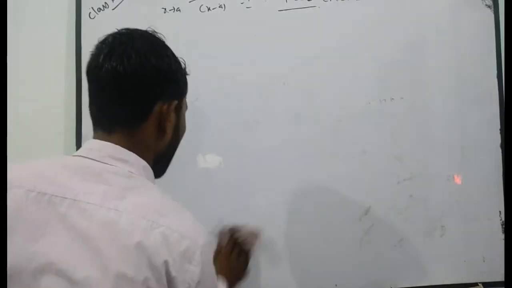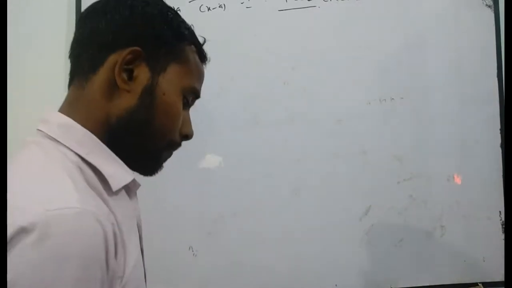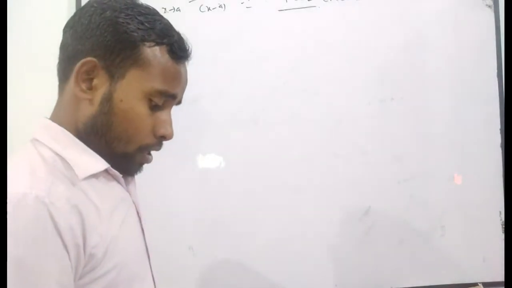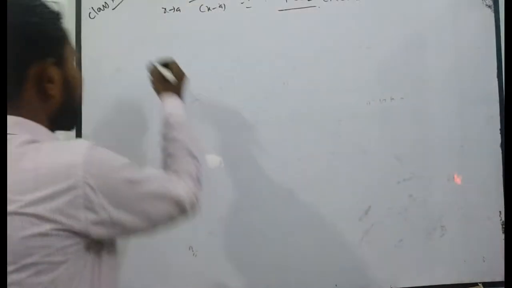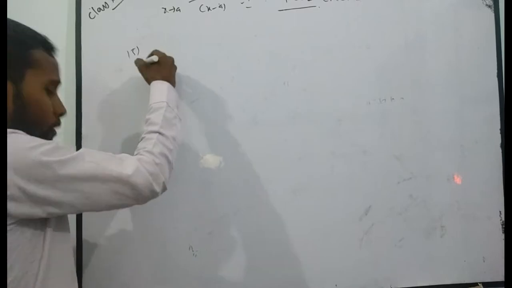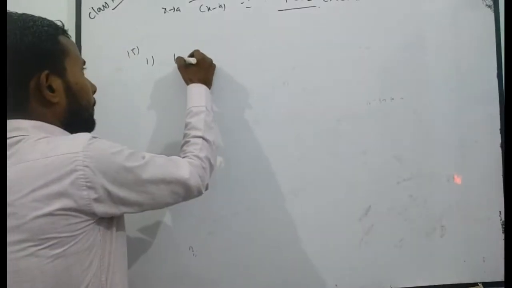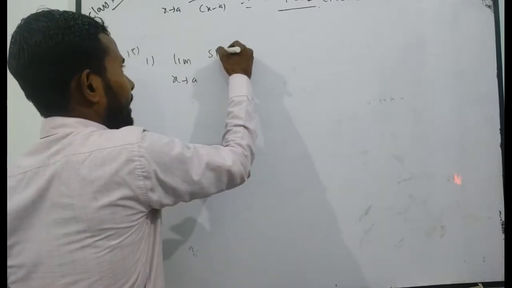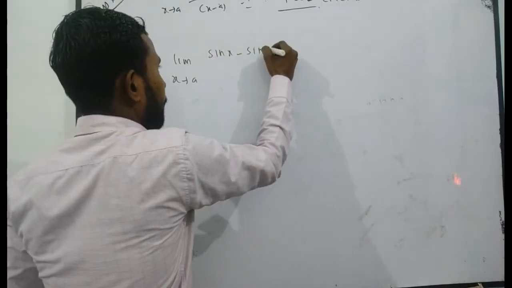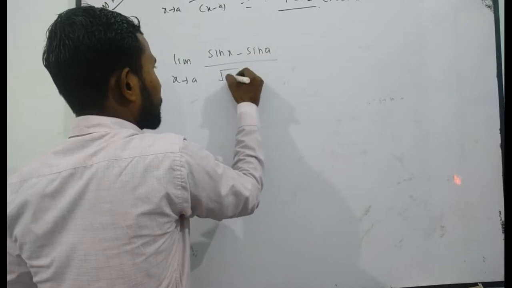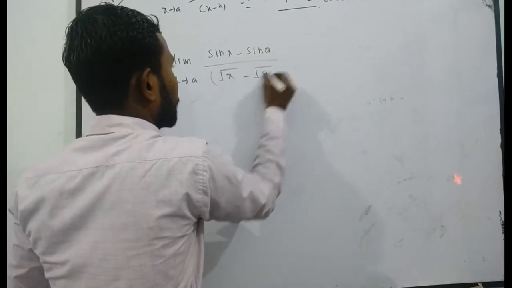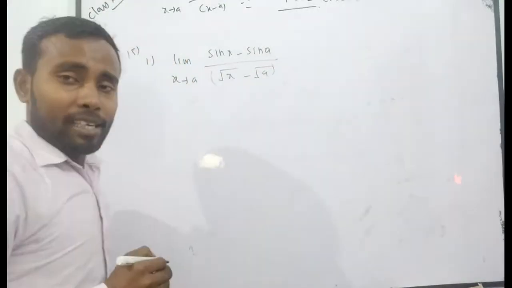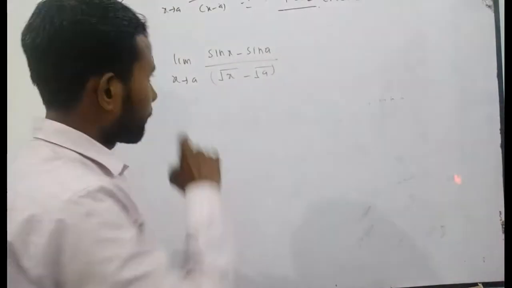Now I want to take the next problem for you, which will be 15.1: limit as x tends to a of (sin x minus sin a) divided by (root x minus root a). Now you should definitely try to solve this problem. How can you solve it?